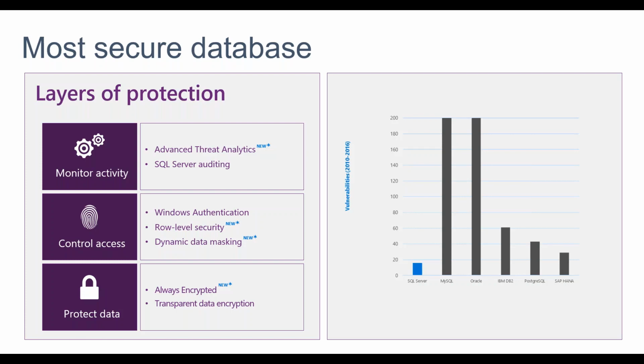Now, because SQL Server has so many features, it also has been recognized as having the lowest number of vulnerabilities. This table on the right is the National Institute of Standards and Technology, NIST, study of reported vulnerabilities by year. This chart reflects the last 7 years of NIST data, and you can see that of all the major database vendors, Microsoft SQL Server has had by far the fewest number of reported vulnerabilities.